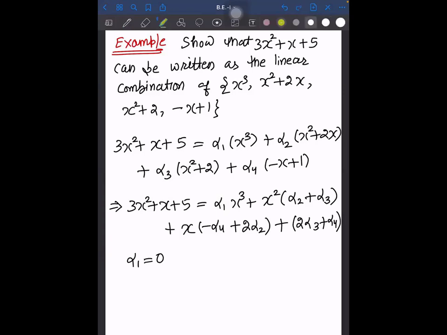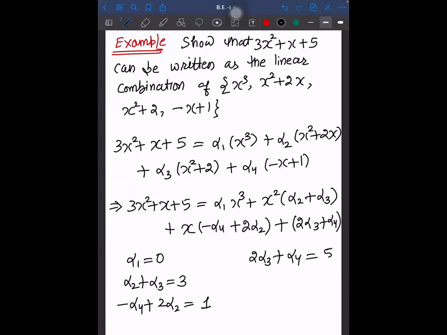Now compare the coefficient of x square. So this is there and 3 is there. Okay, so from both sides you get alpha 2 plus alpha 3 is equal to 3. And similarly, for x you have minus alpha 4 plus 2 alpha 2, and here you have only 1. So equate these two coefficients as well. Minus alpha 4 plus 2 alpha 2 is equal to 1. And at last, the constant term, that is 2 alpha 3 plus alpha 4, should be equal to 5.